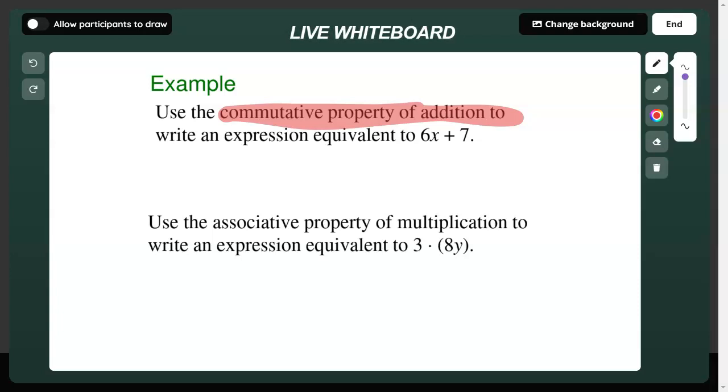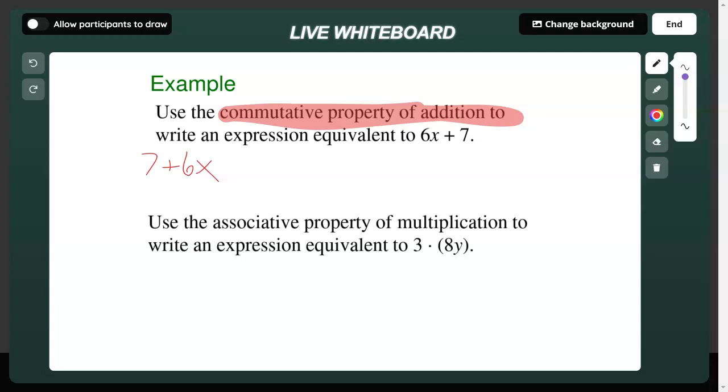So the commutative property of addition says, hey, put 7 over here and plus 6x over here. Because those are the two things being added together. 6x and 7 are being added. Commutative property of addition says, hey, change the order. Move them around. All right?